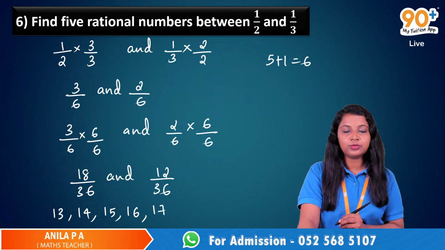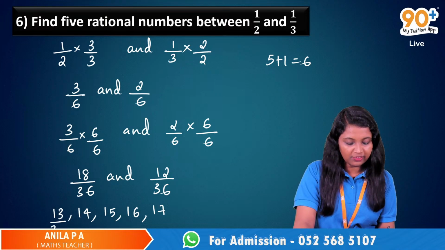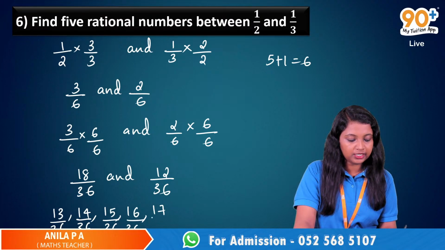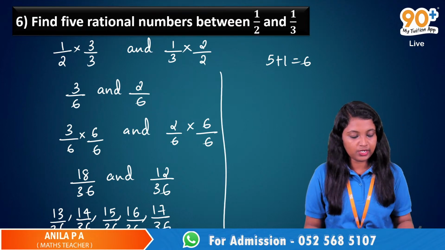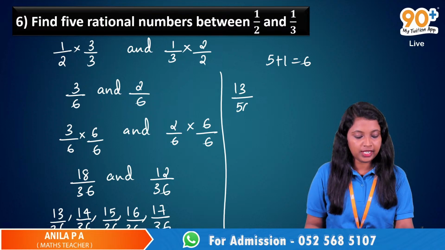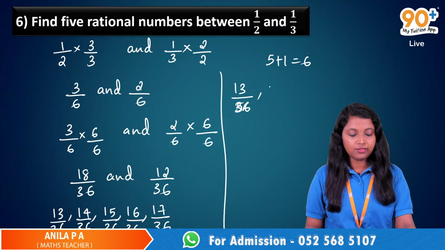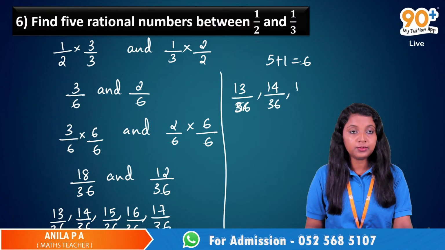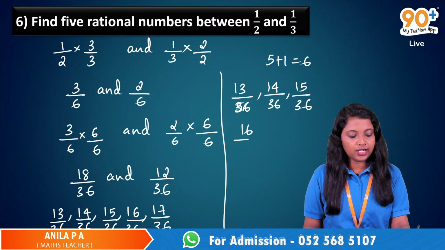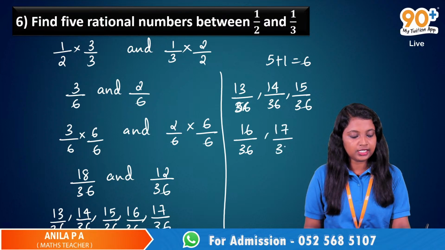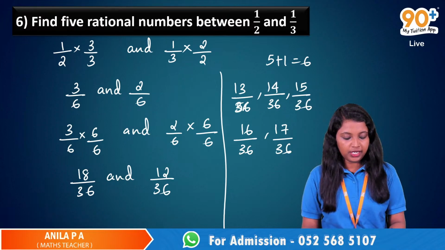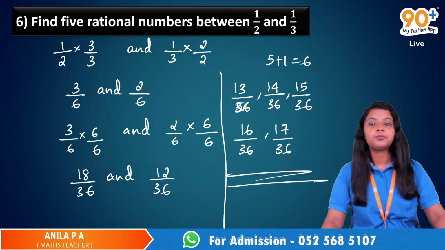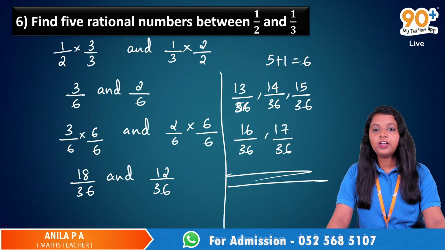Divided by 36 is also there, right? Yes, ma'am. So 13 divided by 36, 14 divided by 36, 15 divided by 36, 16 divided by 36 and 17 divided by 36. These are the 5. Okay, let me write it here. 13 divided by 36, 14 divided by 36, 15 divided by 36, 16 divided by 36 and 17 divided by 36. These are the 5 rational numbers between 1 by 2 and 1 by 3. So everybody got this answer?